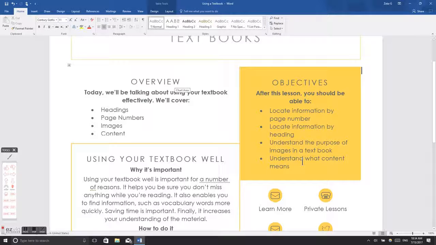Or, to put it in simpler language, you should be able to find things if I give you the page number. You should be able to use the headings on the page that I'll show you in order to find the information you're looking for. You should know why there are pictures in a textbook and why it can be important to look at them. And you should know what the word content means.